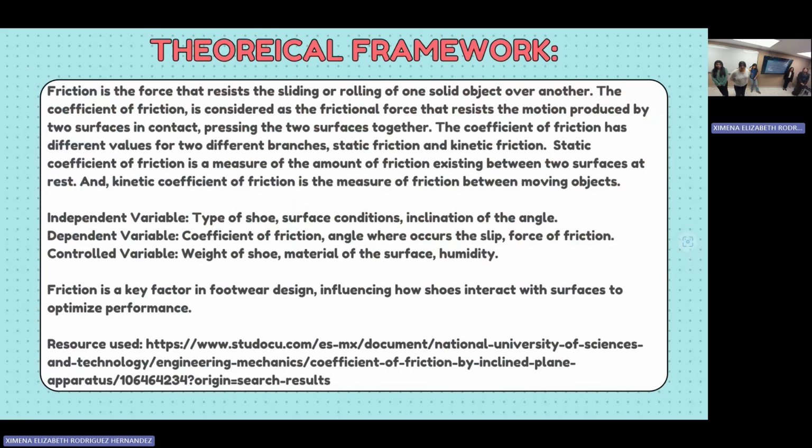The independent variables are the type of shoes, the surface conditions, and the inclination of the angle. The dependent variables are the coefficient of friction, the angle where the slip occurs, and the force of friction. And the control variables are the weight of the shoe, the material of the surface, and the humidity. Friction is a key factor in footwear design, influencing how shoes interact with the surfaces against them.